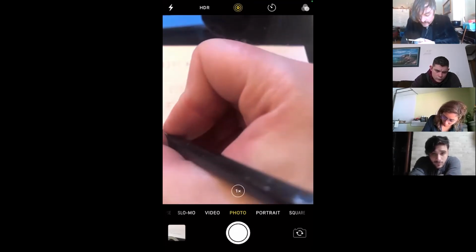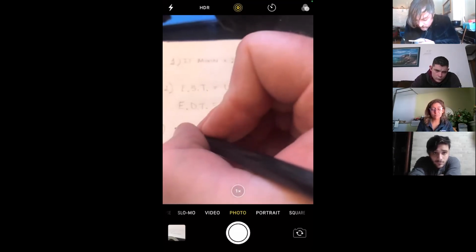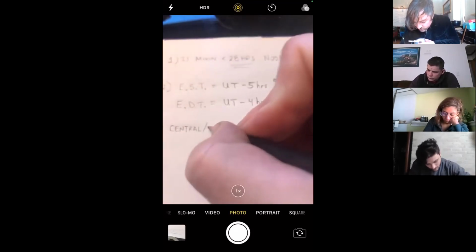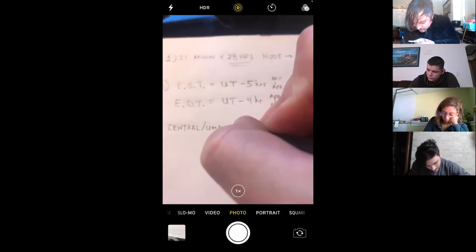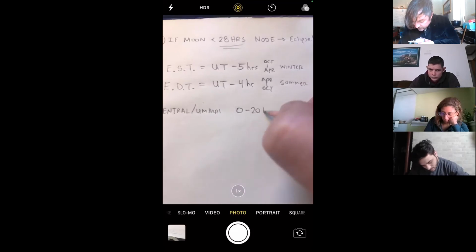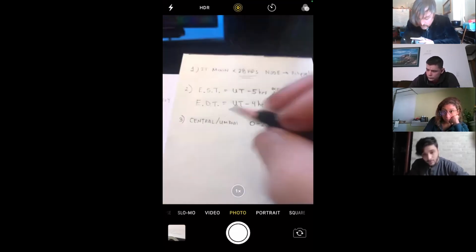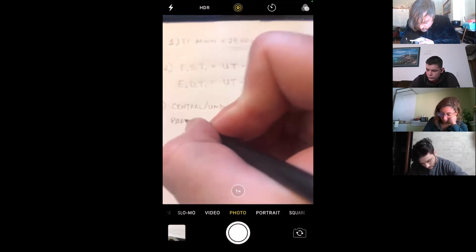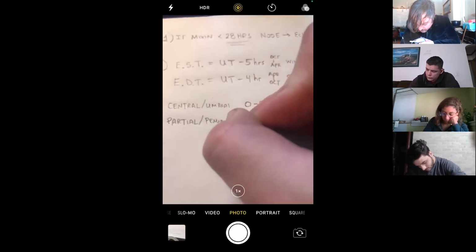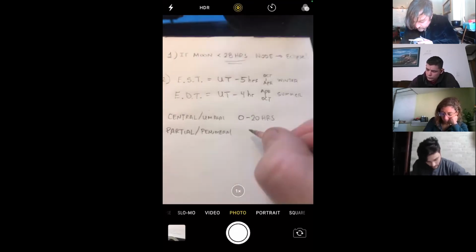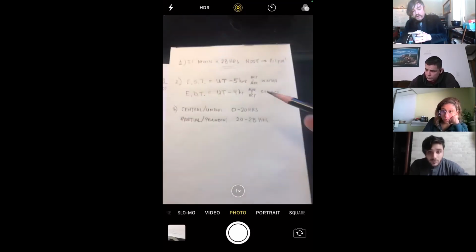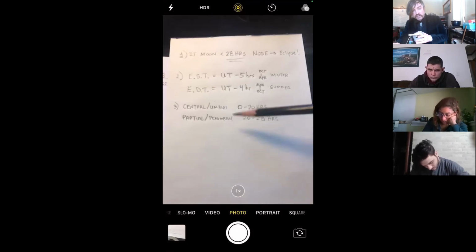The rule of thumb goes like this. You get a central eclipse, or in the case of a lunar eclipse, we call it an umbral eclipse, if the time of the moon and the node are less than 20 hours. But you get a partial solar eclipse, or in the case of the moon, we call it a penumbral eclipse, if the eclipse was between 20 and 28 hours. So how close the moon and the node are determine whether it's central or partial.